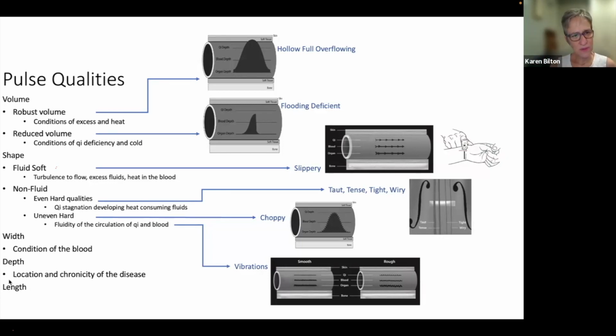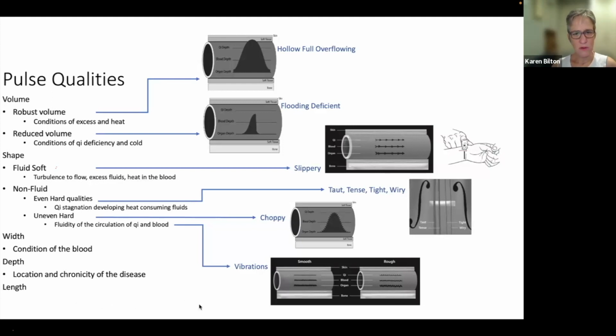Now, the depth tells us about the location and the chronicity of disease. So basically, the more superficial pulses are the more acute, and the deeper pulses are the more chronic. And the length of the pulse, basically, they're short and long. And the short pulse, when we're feeling with all six fingers, you only feel under your middle finger. And that tells us that there's one of two things. We've got major stagnations in our middle burner, or a condition of profound deficiency in our proximal and upper burners.